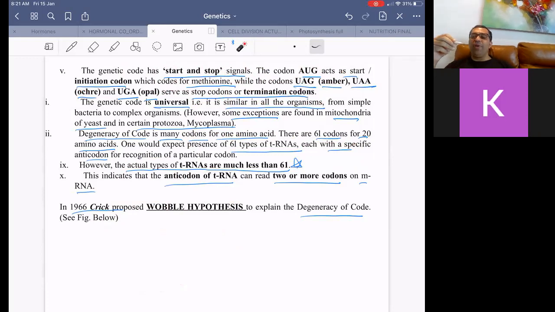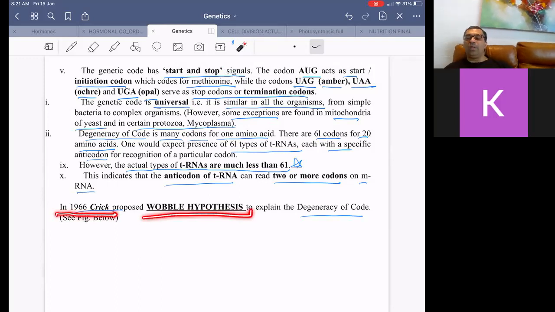tRNA is specific not for its codon-anticodon but for its amino acid. So every tRNA will pick up one specific amino acid. So for a specific amino acid, there are specific tRNA with specific anticodon. Let's see. This was suggested by Crick, something called the Wobble Hypothesis.